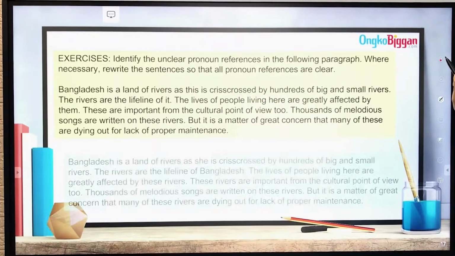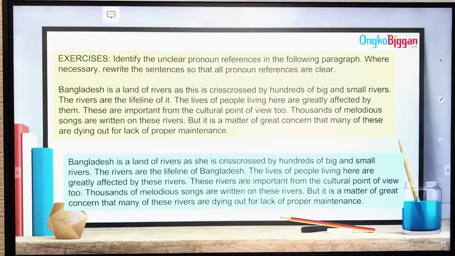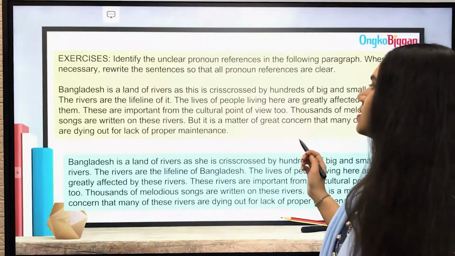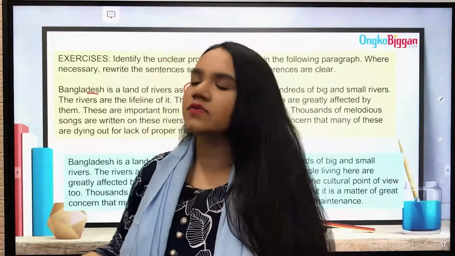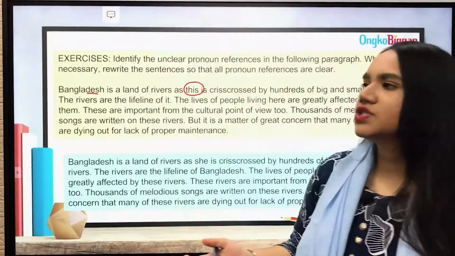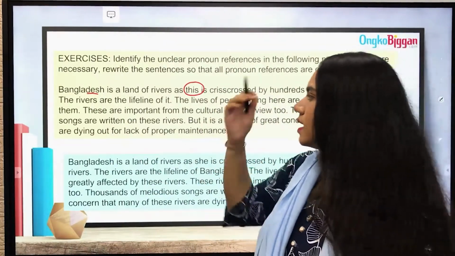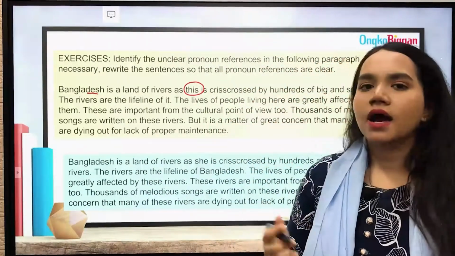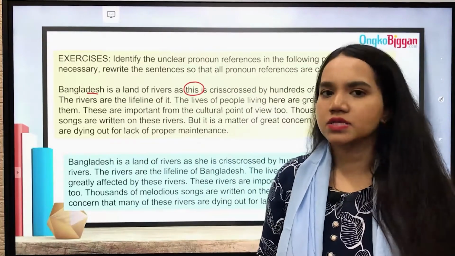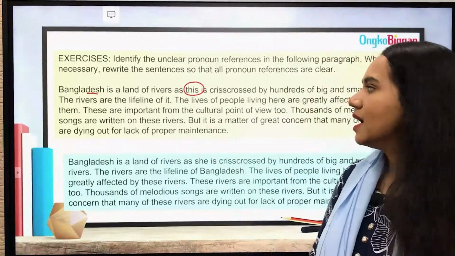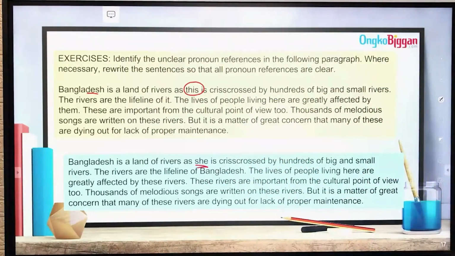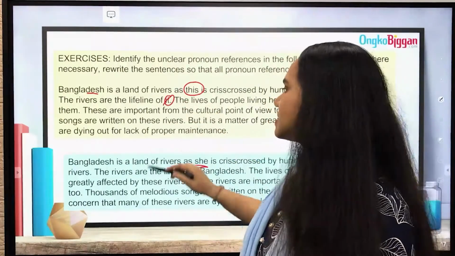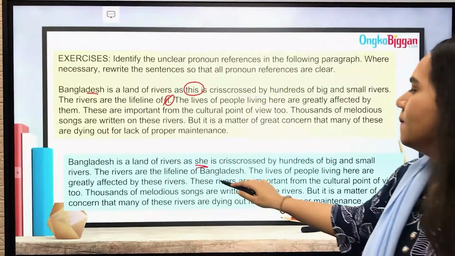Let's look at another one. Bangladesh is a land of rivers as this is crisscrossed. What is crisscrossed? I cannot say this because we know in our previous video we have learned that for countries, for ships, for these particular regions, we have to use he or she in the case of pronouns. We cannot refer to it as it or they. So Bangladesh is a land of rivers as she is crisscrossed by hundreds of big and small rivers. The rivers are the lifeline of it. No. We have to say the rivers are the lifeline of Bangladesh.